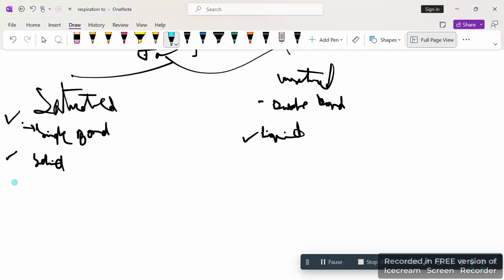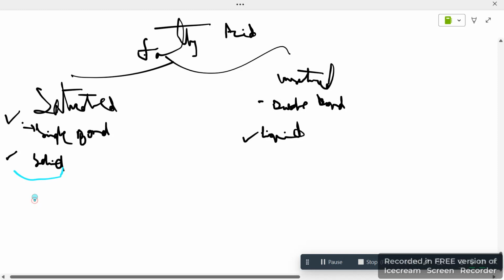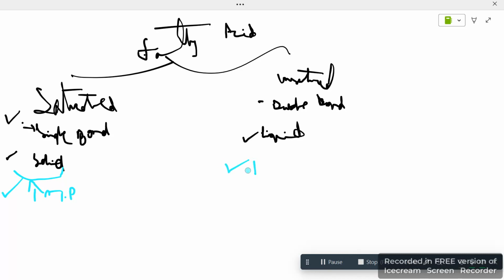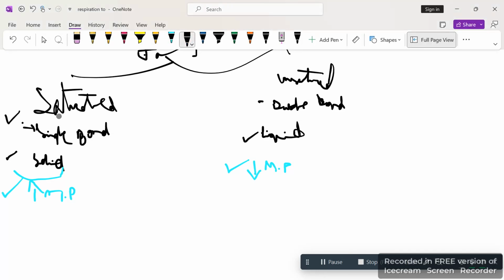Then if these are solid, this means they would have a higher melting point to change their state. And unsaturated would have a low melting point, because liquids don't need any melting point, but sometimes you will see a form which we need to convert. But solid means more intermolecular forces between them. And you will see many examples in lipids.